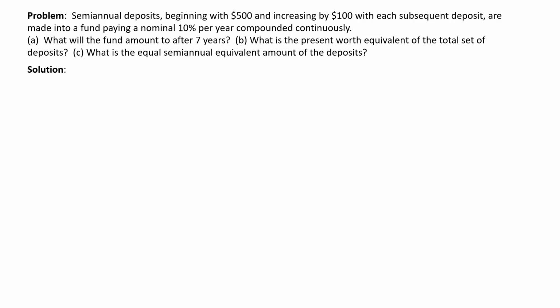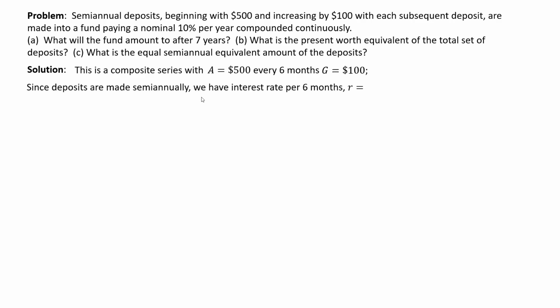Okay, let's do all of them. This is a composite series, starting with 500. For the increasing by 100 part, you can always look at it as everything is 500, 500, 500. That's a uniform series. On top of it, you have 0, plus 100, plus 200, plus 300, and so on. So that's a composite series with A equals 500 every 6 months and G equals 100 every 6 months. Cool.